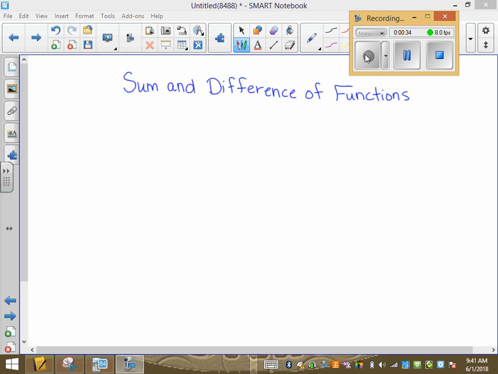Maybe because there's so many people missing, I might revamp. I might do sum and difference and multiplication and division, but just do graphs on Monday.